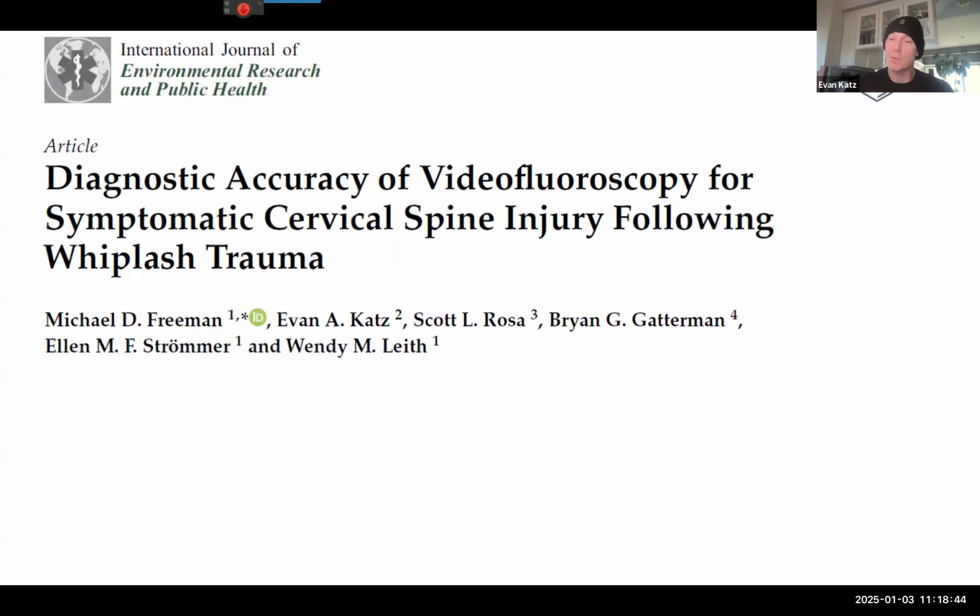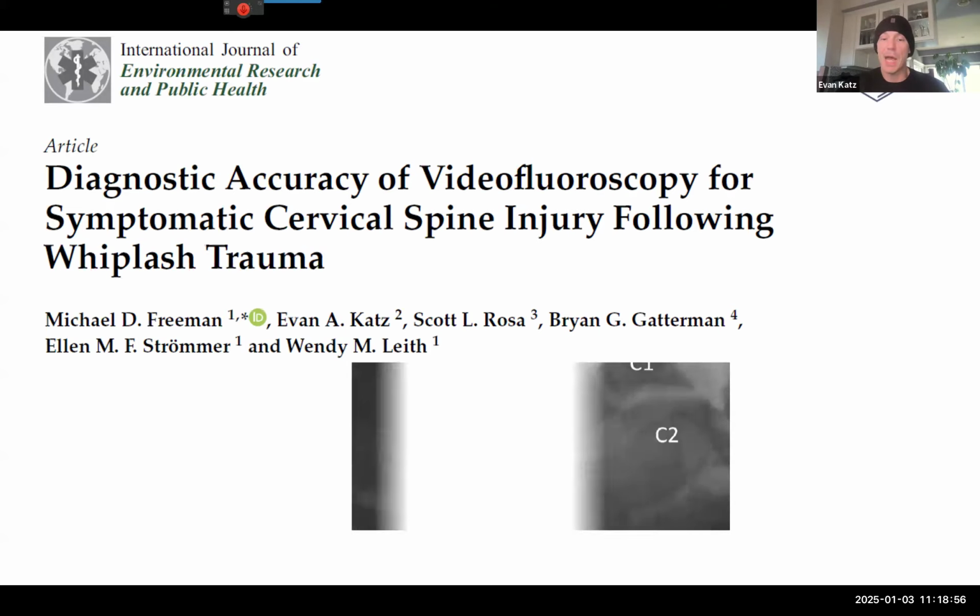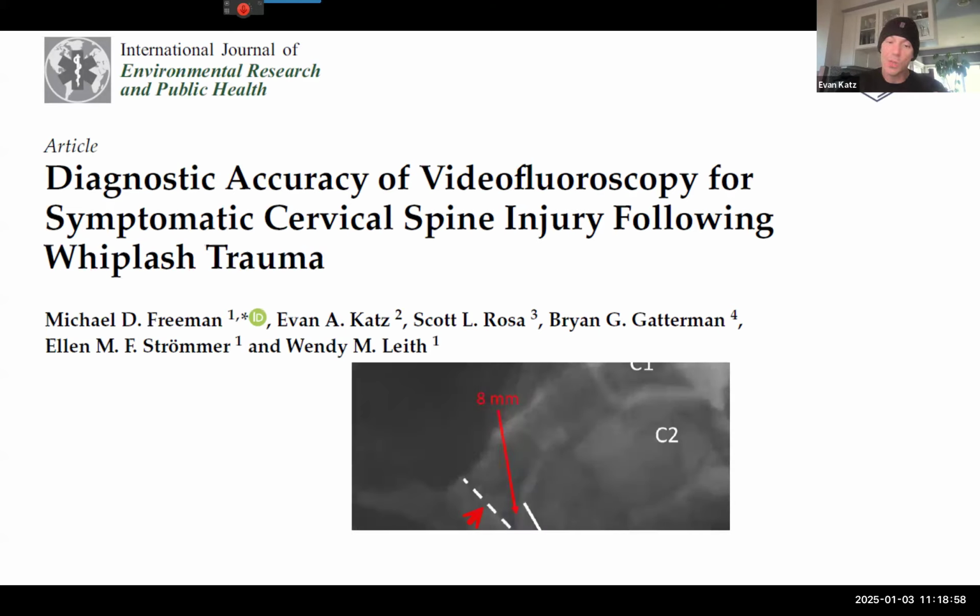So the paper that they referenced, that I'm discussing and showed a picture from, is Diagnostic Accuracy of Video Fluoroscopy for Symptomatic Cervical Spine Injury Following Whiplash Trauma. This was on approximately 200 patients, and we looked at symptomatic versus asymptomatic. As you can see, where that red line is, that is where the transverse process meets the lateral mass, not the inferior margin of the lateral mass where there may be a spur widening it. So I don't even think they measured it accurately, and they referenced my paper if that's how they did it.